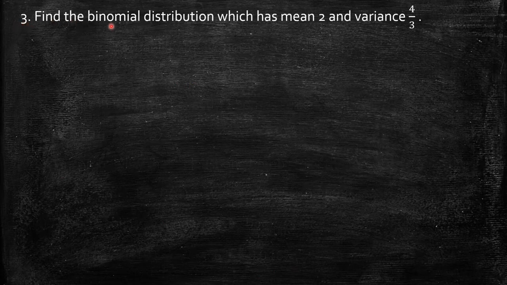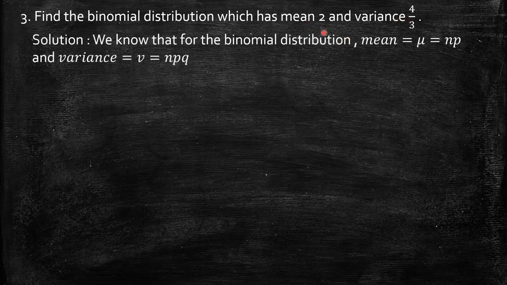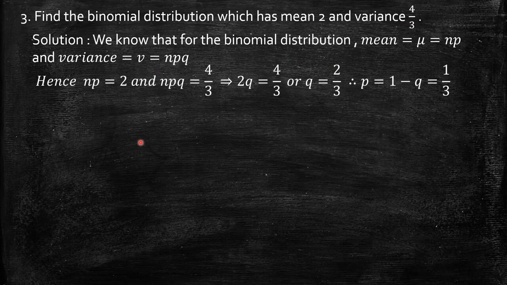Problem number 3: find the binomial distribution which has mean 2 and variance 4 by 3. We know that for the binomial distribution, mean mu is equal to np and variance v is equal to npq. So that means mean np is 2 and variance npq is 4 by 3. With this we can find p, q and n.